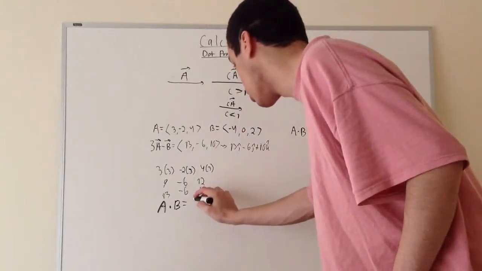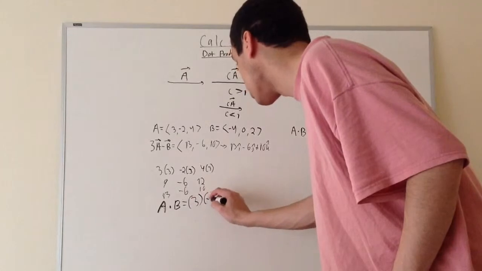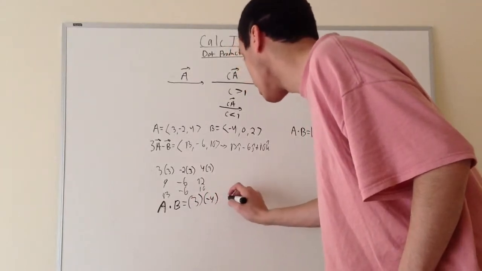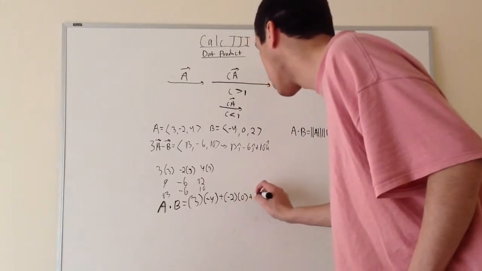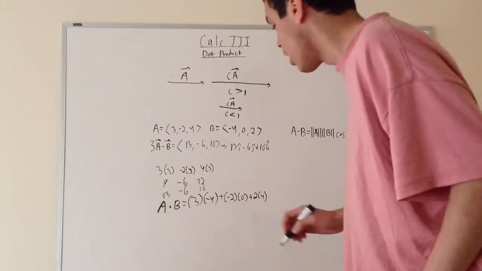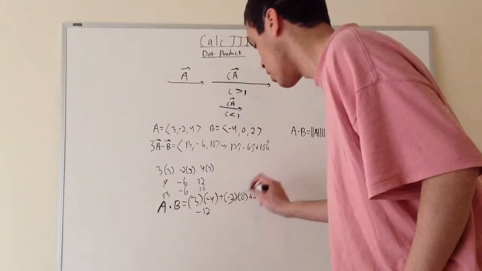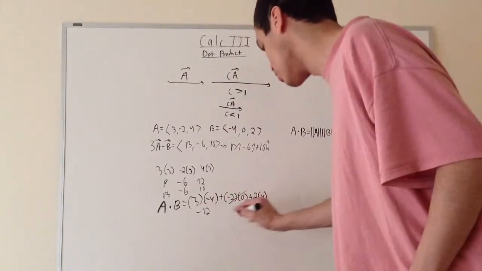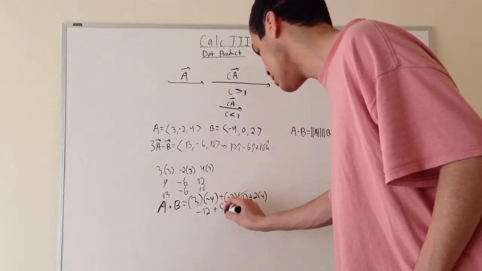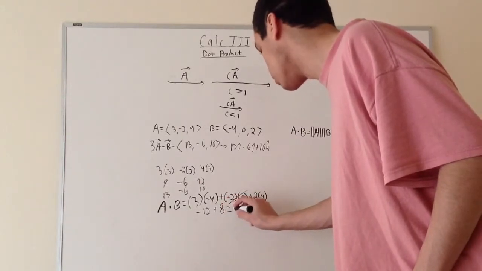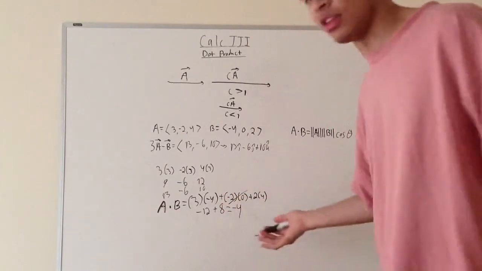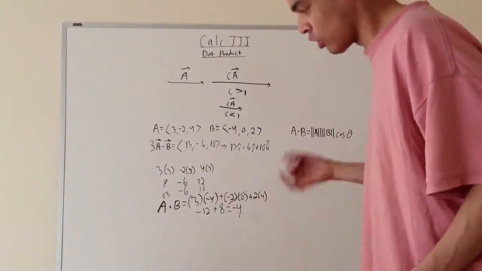Here you're going to have 3 times -4, plus -2 times 0, plus 4 times 2. Here you get -12. This is 0, so that term dies. And here you get 8. So the result is just -4. That's the answer, because like I said, with the dot product your output is a scalar.